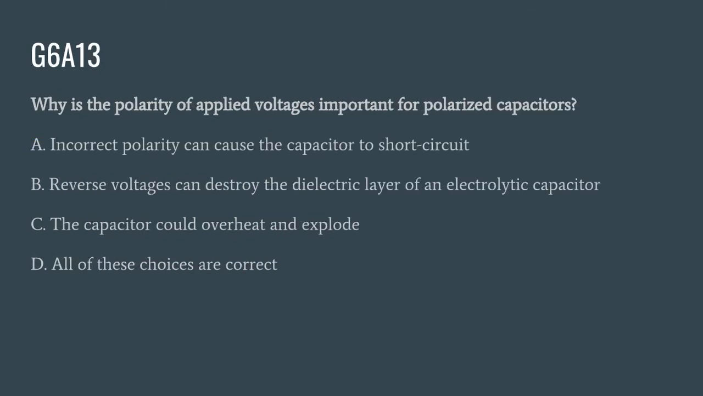G6A13, why is the polarity of applied voltages important for polarized capacitors? A, incorrect polarity can cause the capacitor to short circuit. B, reverse voltages can destroy the dielectric layer of an electrolytic capacitor. C, the capacitor could overheat and explode. Or D, all of these choices are correct. Correct answer D, all of these choices are correct.